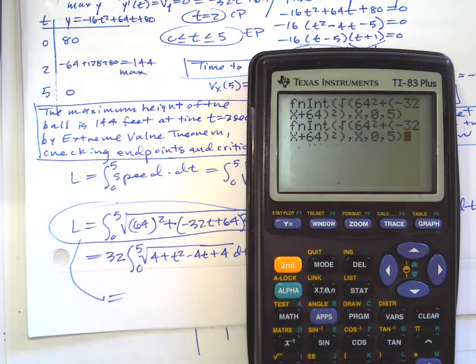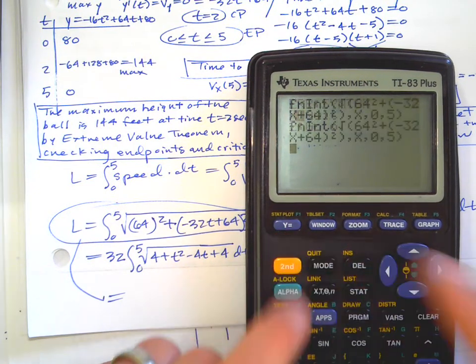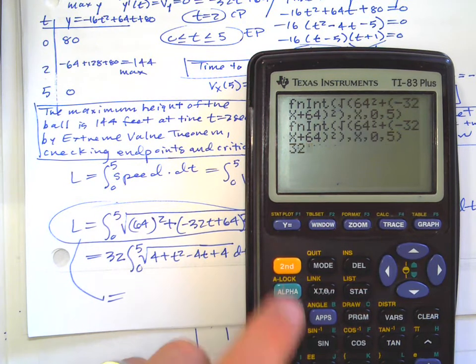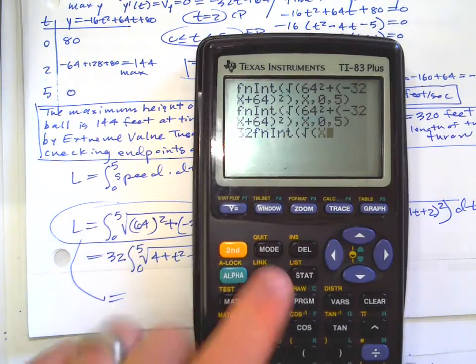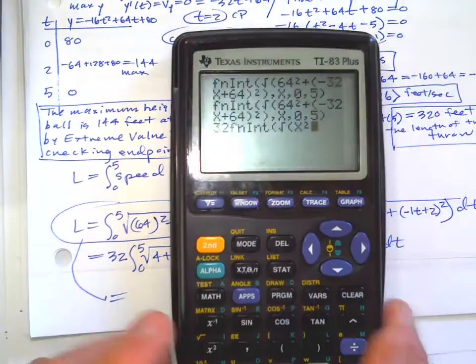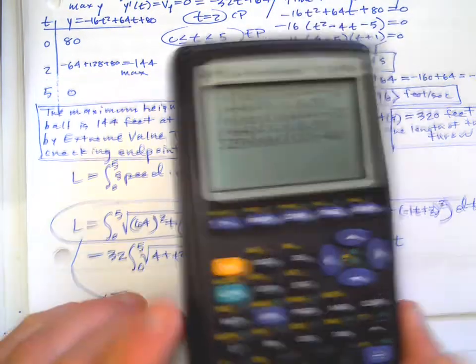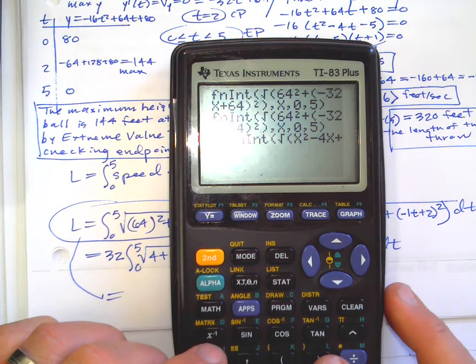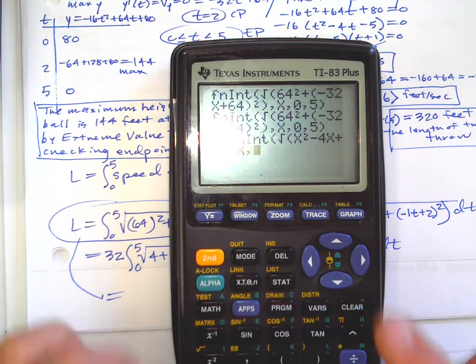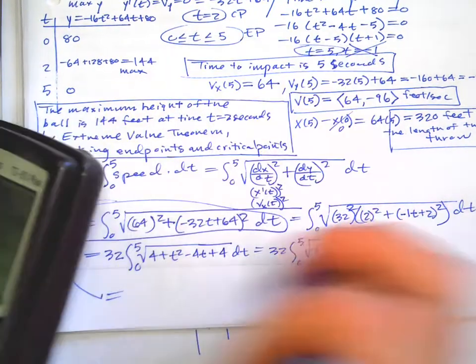I mean, I could do the other version, so that gives me an error. We could do 32 math 9 square root of x squared minus 4x plus 8, comma x, comma 0, comma 5. That one worked. So I don't know if I typed something in wrong.